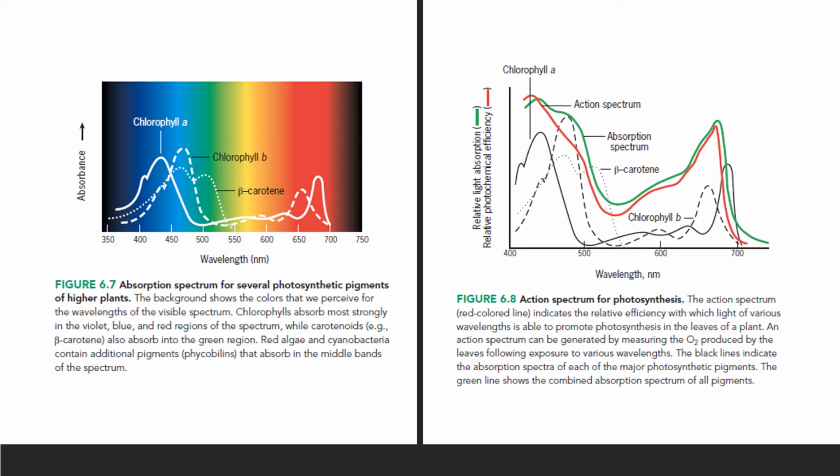On the other hand, we have figure 6.8 showing you the action spectrum of photosynthesis. The red line indicates the relative efficiency with which light of various wavelengths is able to promote photosynthesis in the leaves of a plant. And we have there also the black lines which indicate the absorption spectra of each of the major photosynthetic pigments. The green line shows the combined absorption spectrum of all pigments. Okay?